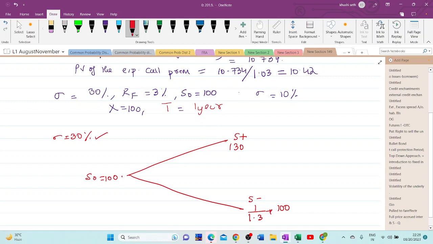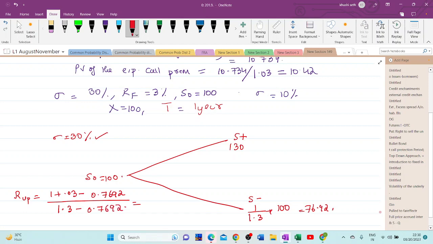तो S minus कितना आएगा? 1 by 1.3 into 100, 76.92. ठीक है, तो रिस्क न्यूट्रल प्रोबेबिलिटी ऑफ अप मूव डाउन मूव निकाल लो. यहाँ कर लेते हैं. रिस्क न्यूट्रल प्रोबेबिलिटी ऑफ अप मूव is 1 plus risk free rate minus 0.7692, which is the size of the down move, by 1.3 minus 0.7692. सर पुट प्रीमियम 11.38 आ रहा है.